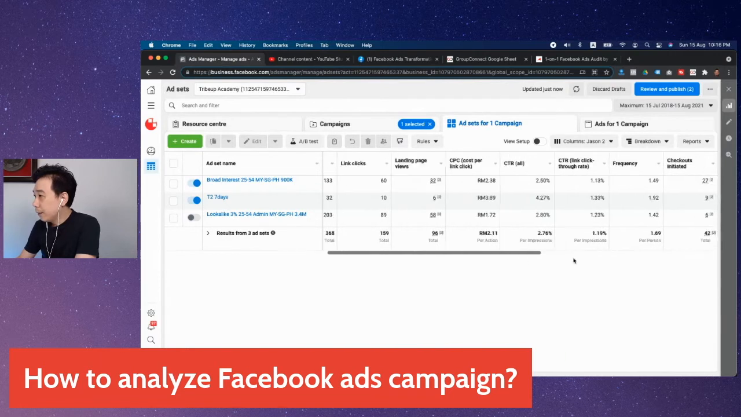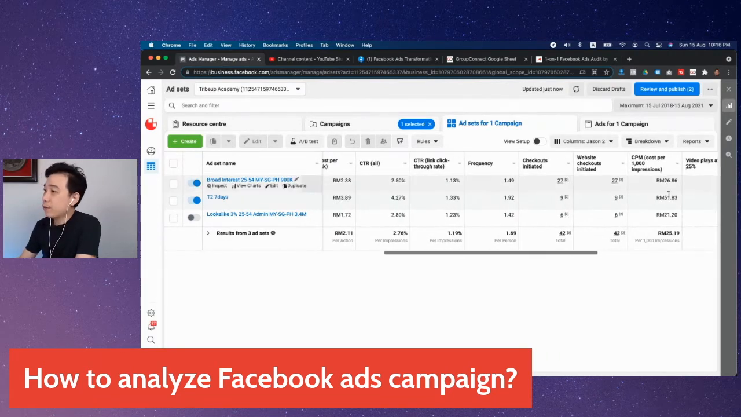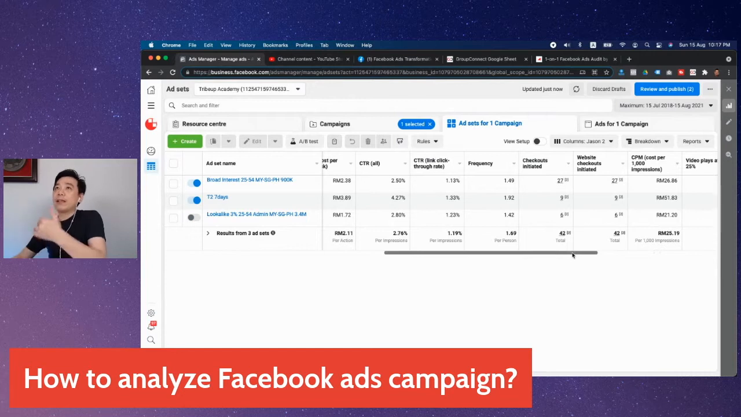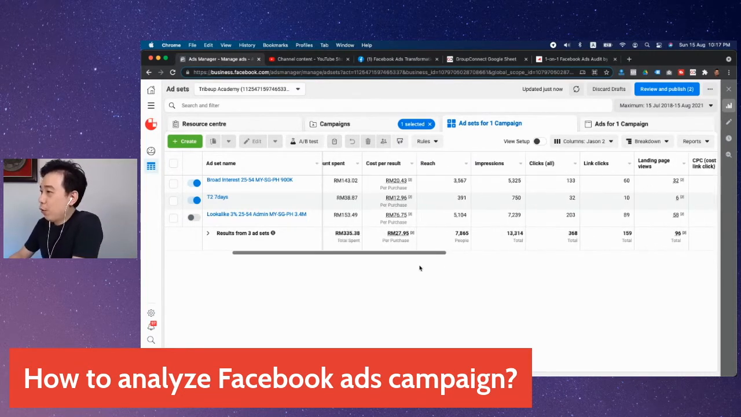My CPM, how come? Okay, my CPM is 26 ringgit. So averagely, I'm able to reach about 100. I was able to get people to show my ads 1,000 times every time I pay. I mean, every time I show 1,000 times, I will be paying about 26 ringgit over here. So I will look at the reach and impressions.